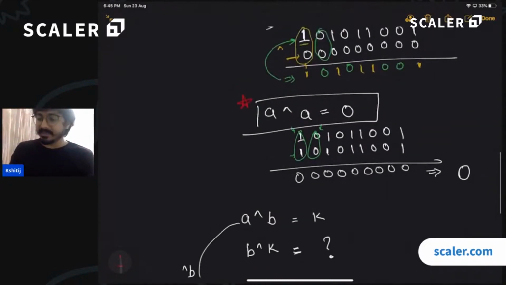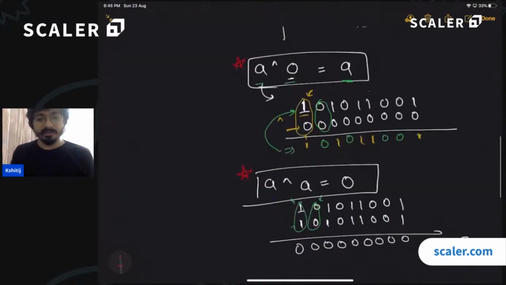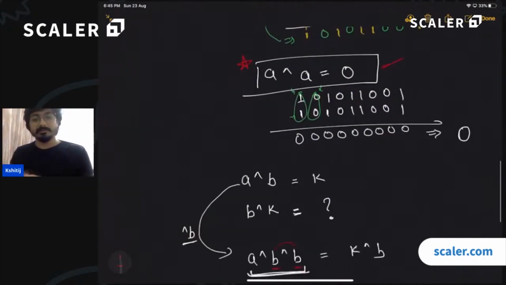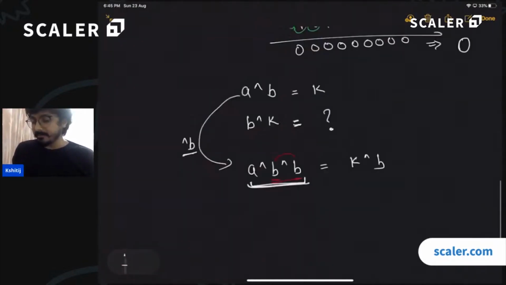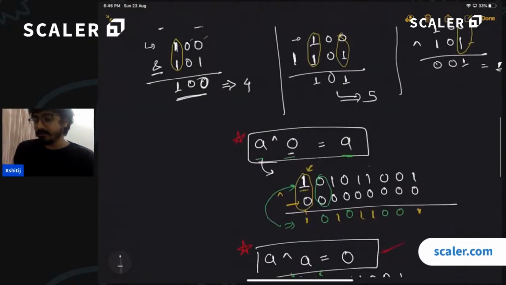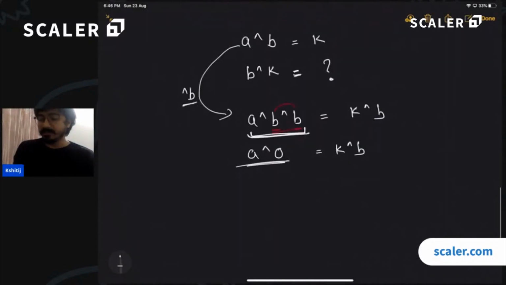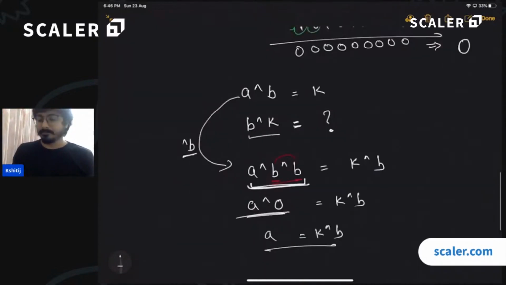We have just seen that a XOR a is going to be 0. So similarly, b XOR b is also going to be 0. If this is 0, I will be getting a XOR 0 equals k XOR b. What is a XOR 0? We have just seen a XOR 0 is nothing but a. So a is equal to k XOR b. So we can say that b XOR k is equal to a. Does this make sense to everyone?